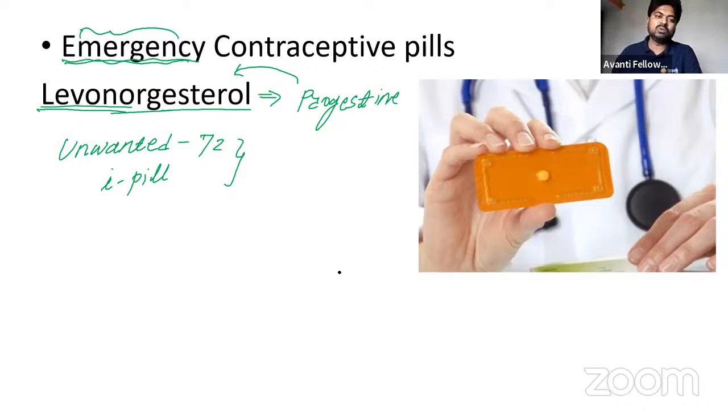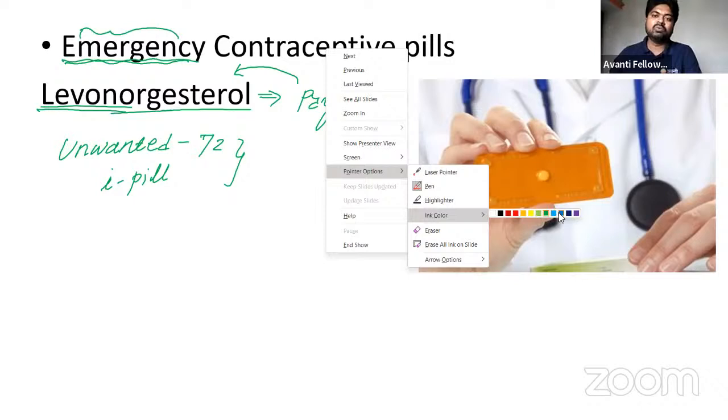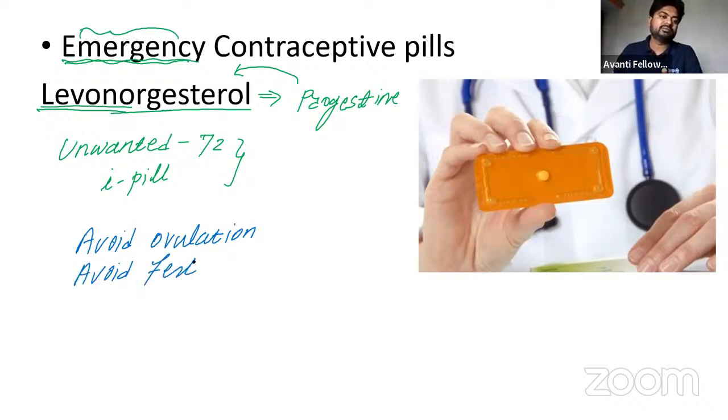Okay, so what does this tablet do? So it avoids the ovulation, or fertilization. ठीक है, ये क्या करेगा? Avoid ovulation, and it may avoid fertilization. ठीक है, ये क्या करेगा? ओवुलेशन को रोकेगा. अगर ओवुलेशन को नहीं रोक पाया तो फर्टिलाइजेशन को रोकेगा. ठीक है, सो दिस इज द इंपॉर्टेंस ऑफ इमरजेंसी कॉन्ट्रासेप्टिव पिल.